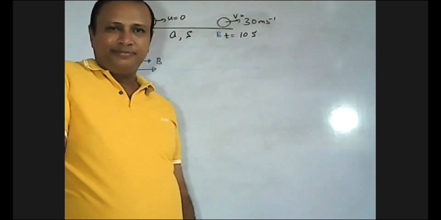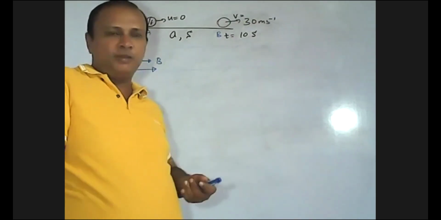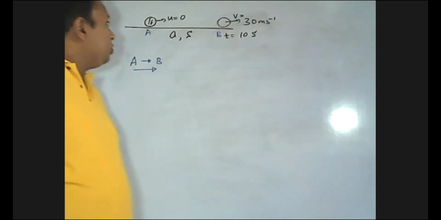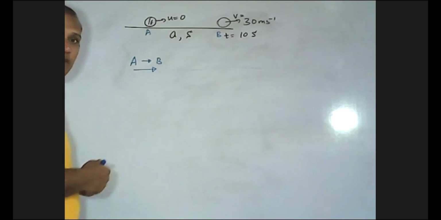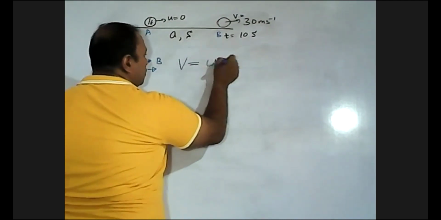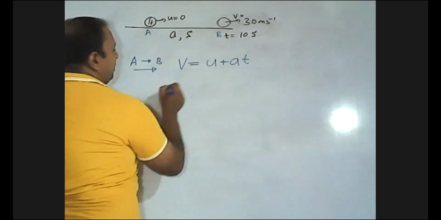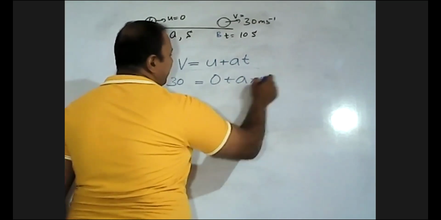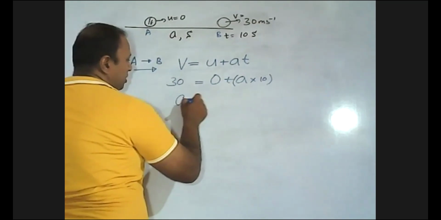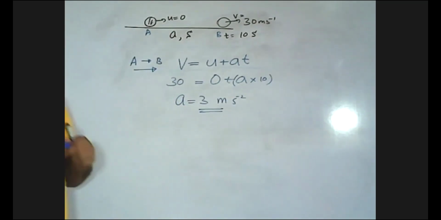Yes, V equal U plus AT, because you know V, you know U, and you know T. Then you are going to use V equal U plus AT to find A. V means 30 in this case. 30 equals 0 plus A into 10. That means A is equal to 3 ms minus 2.